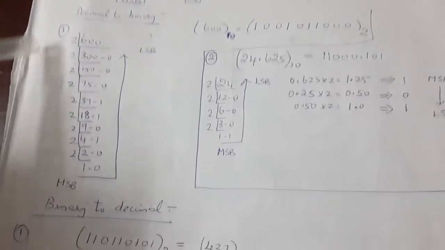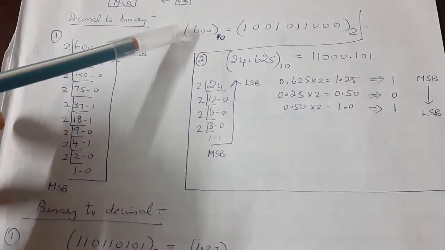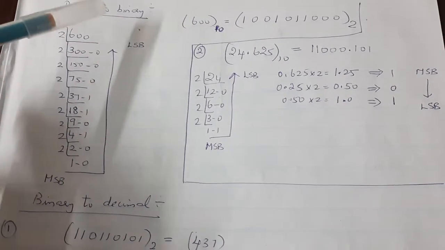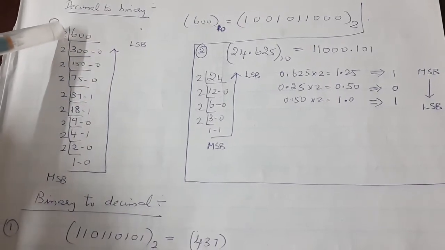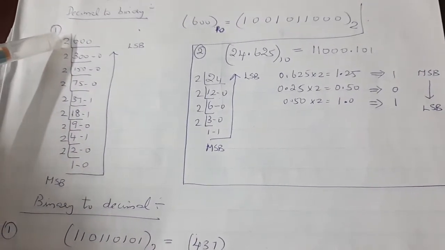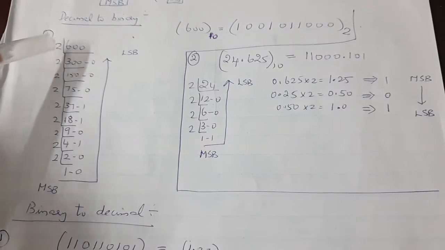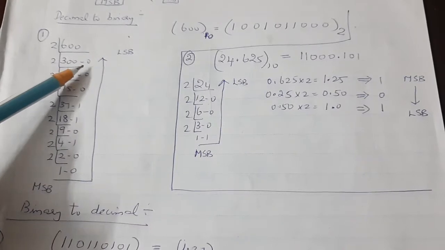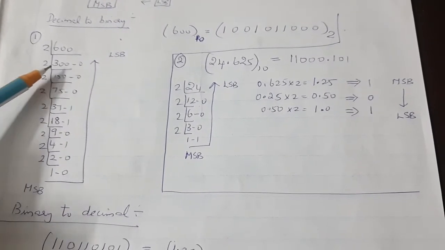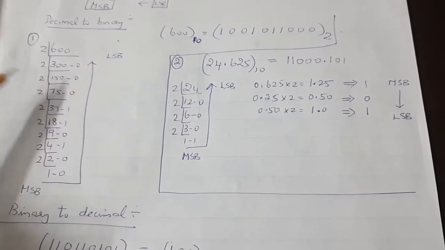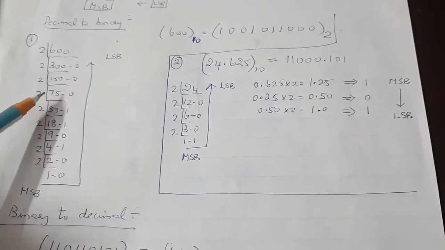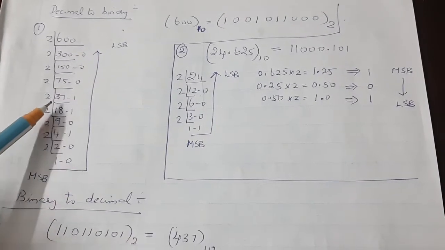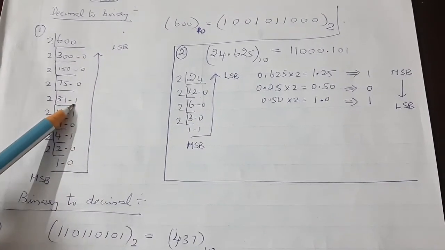How to convert the decimal number 600? Now we need to convert it to the binary numbering system. To do this, we are going to divide 600 by the binary base 2. So 600 divided by 2, you will get 300. There is no remainder, so the remainder is 0. Again, divide by 2. 300 divided by 2 is 150, remainder 0. Similarly, 150 divided by 2 is 75, remainder 0. 75 divided by 2 is 37, and 1 is the remainder.